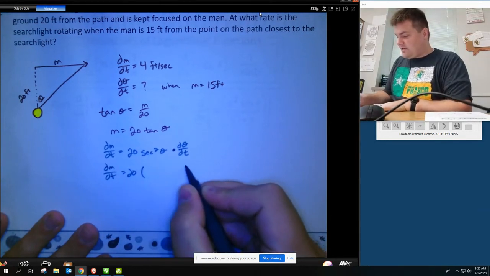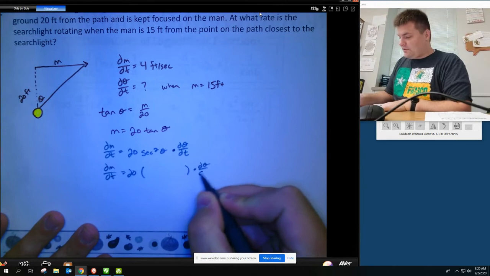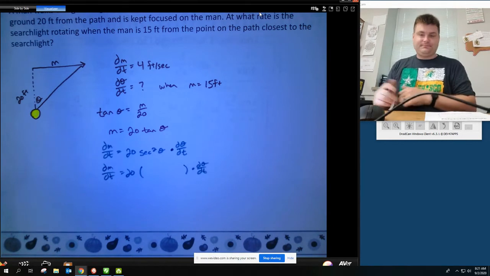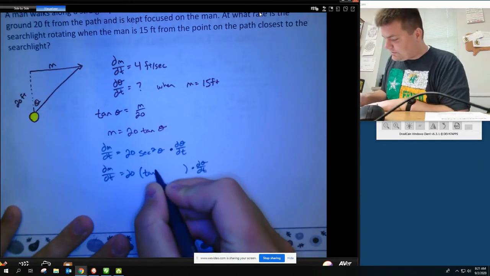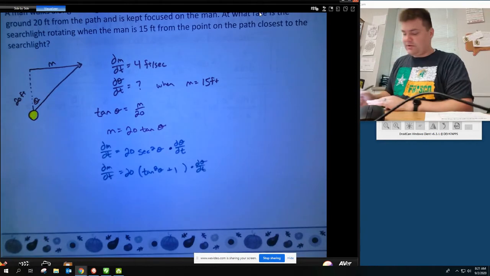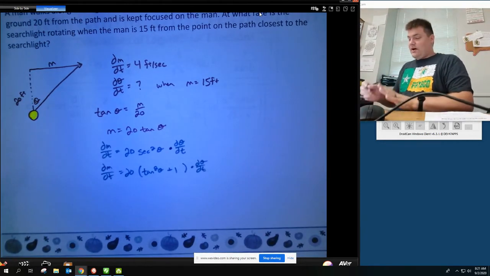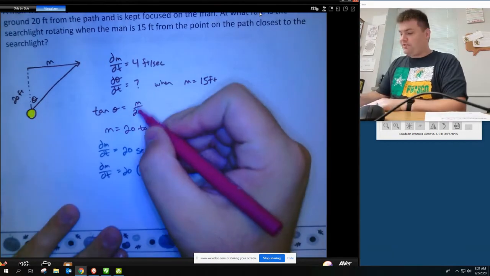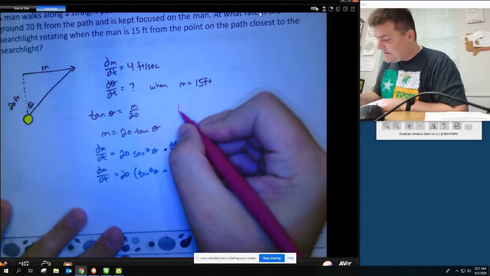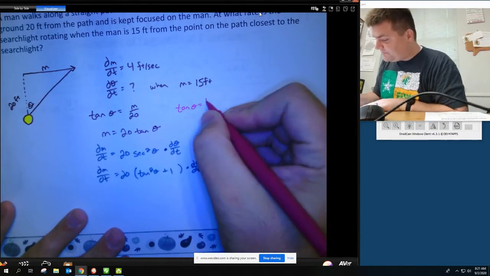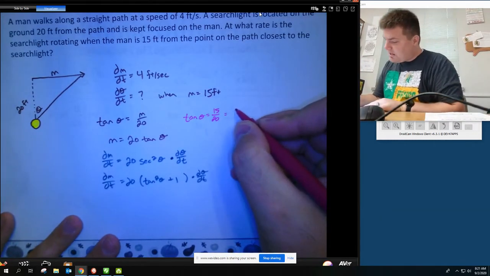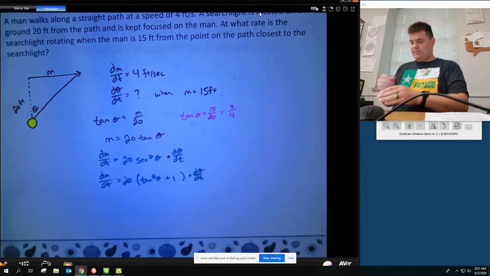There's a formula you learned in pre-calculus which substitutes out secant squared. You remember what it is? It's tangent squared theta plus 1. Now I need to know what tangent is, so I need my little helper equation. It's m over 20, but at this instant, with m equal to 15, tangent theta is equal to 15 over 20, which reduces down to 3 over 4. So now I'm ready to go.